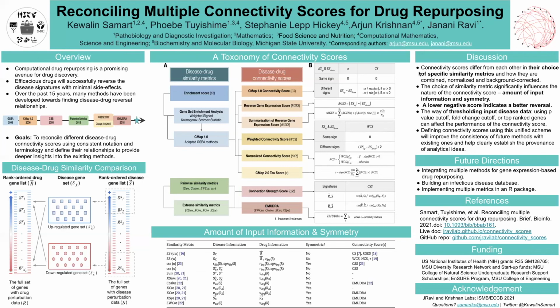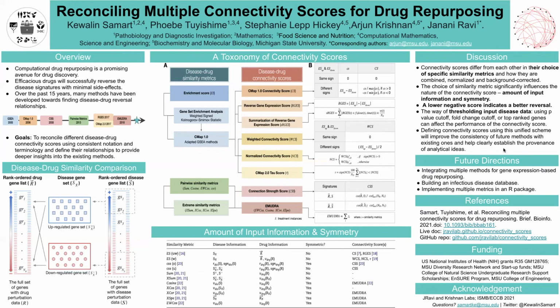In conclusion, connectivity scores differ from each other in their choice of specific similarity metrics and how they are combined, normalized, and background corrected. The choice of similarity metric significantly influences the nature of the connectivity scores. In general, a lower negative score indicates a better reversal, and the way that we threshold input disease data also affects the performance of the connectivity score.